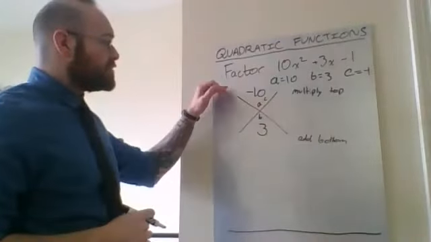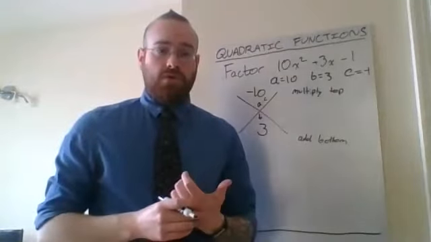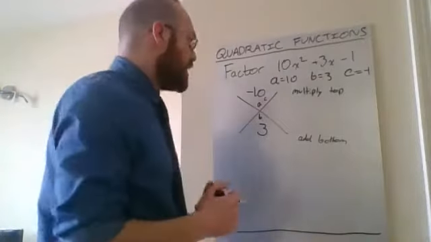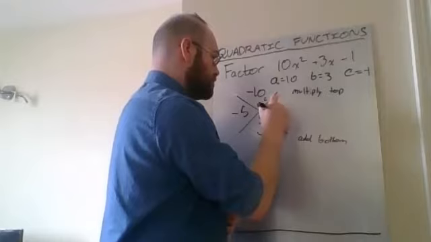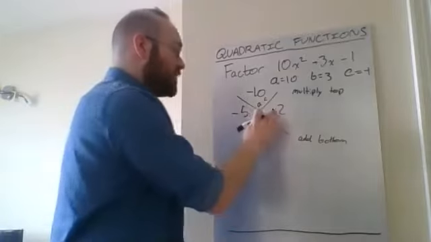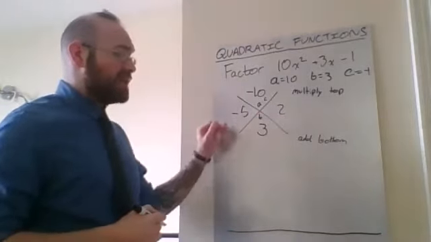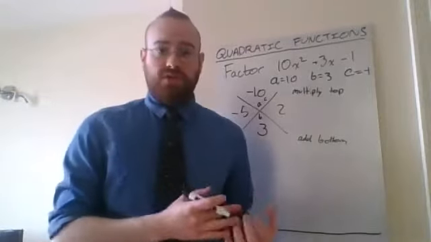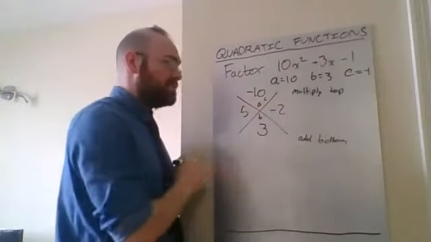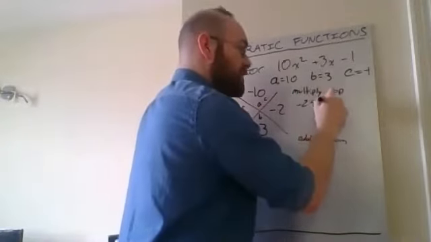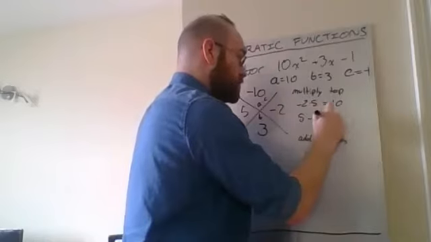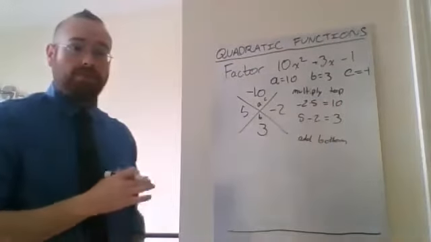So we need to think of numbers that multiply to -10. So maybe -5 and -2 are an option. So if I write -5 and -2, does this multiply to -10? No. If I make one of them positive, then I get -10. But if I add them up, -5 plus 2 is only -3. So we actually want -2 and +5, because -2 times 5 is equal to -10. And 5 minus 2 is equal to 3. So it checks out for both of those.